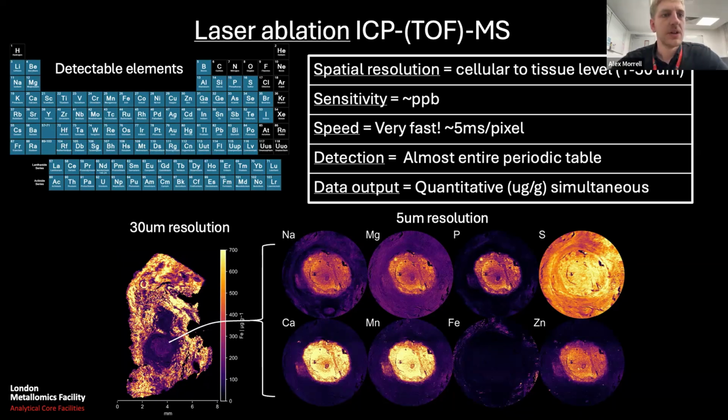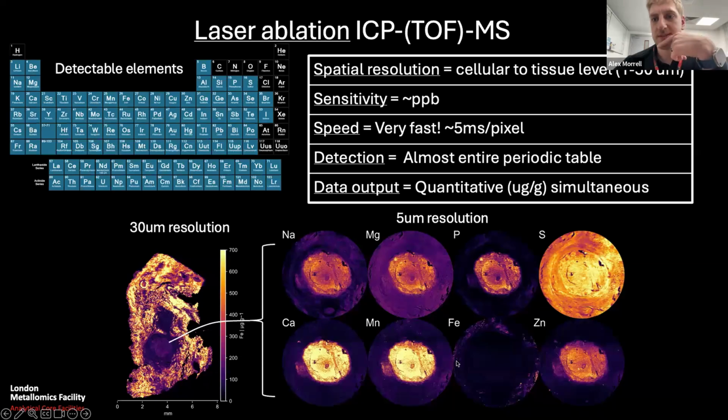So that's very cool. The sensitivity is in the parts per billion range, so it's not quite as high as the solution-based mass spec, but it's still extremely good for an elemental imaging technique. It's probably one of the best. Speed is very quick, around 5 milliseconds a pixel. So an image like you saw previously, that mouse embryo, probably only took around an hour to 2 hours to measure. For detection, all of these blue elements here, you can see they're all detectable from a mass spec perspective. So you can almost detect the entire periodic table, with some exceptions for the really electronegative elements out there, which are very hard to ionize.